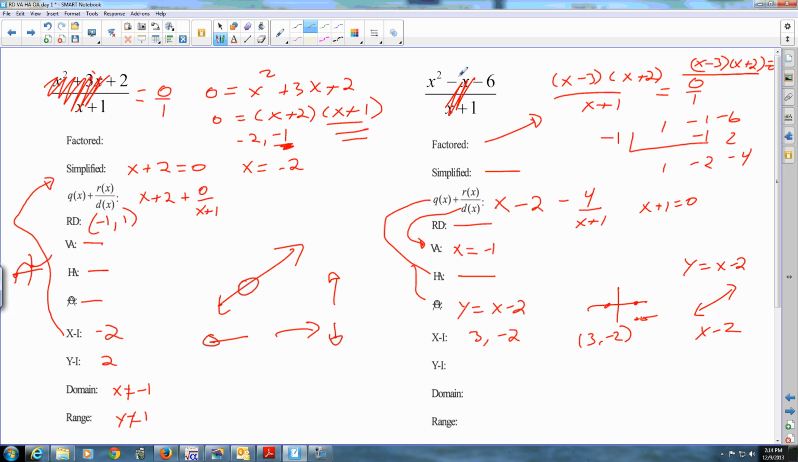All right, y-intercept. Let x be 0. X equals 0, y equals negative 6. Domain. All right. This requires that you guys graph the sucker. If you were to graph this, you're going to get a vertical asymptote at negative 1.